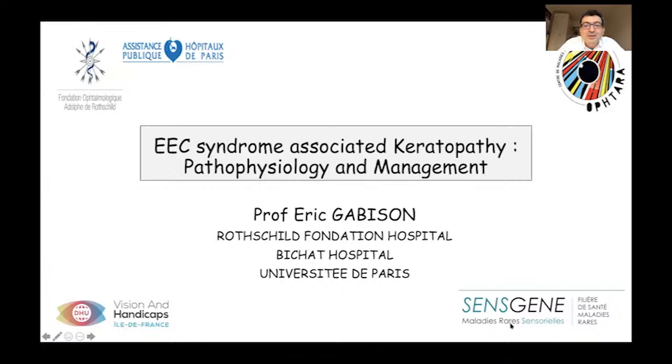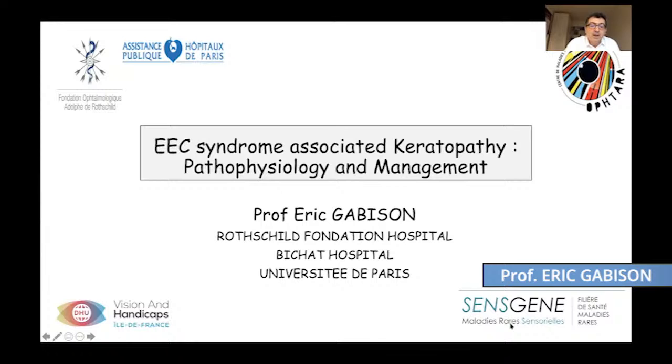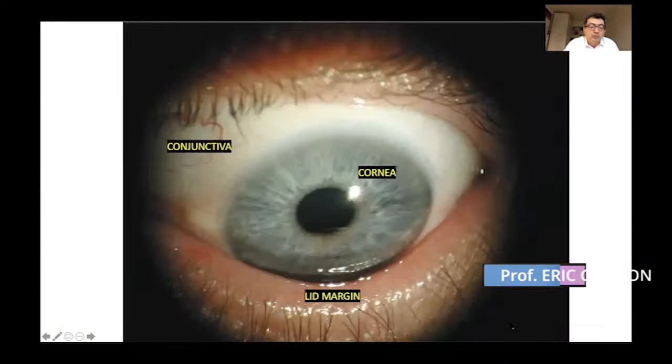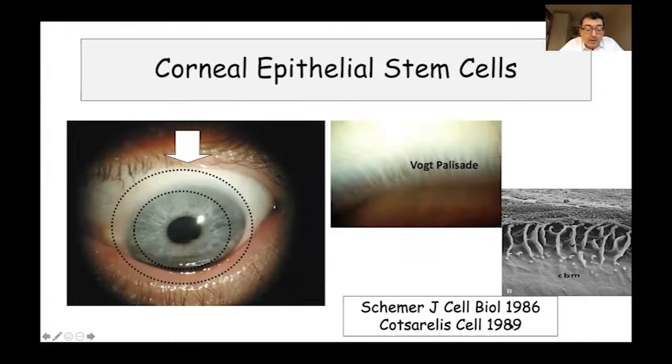So I'm going to present you some of the pathophysiology and management of E.E.C. syndrome associated keratopathy. In order to understand, I'm going to present the cornea, which is the first diopter of the eye. In order to maintain vision, it has to stay transparent and regular in shape. One of the main actors of corneal transparency is the corneal epithelium. Corneal epithelial stem cells are located at the corneal periphery between the cornea and conjunctiva in a specialized area called the Vogt palisade.